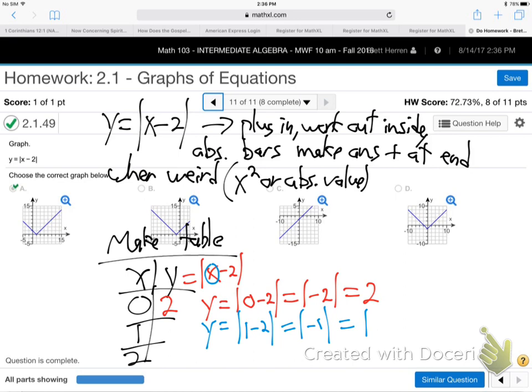It's different. So it's not changing operations in the beginning. It's changing the final answer sign to positive. So it's positive 1. Then we can plug in 2. That's just 0. Absolute value of 0 is just 0. Here we go for that one.